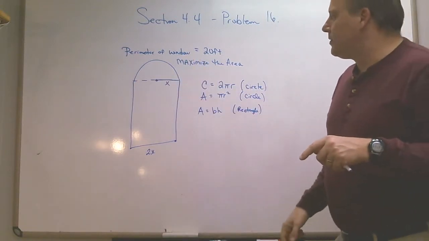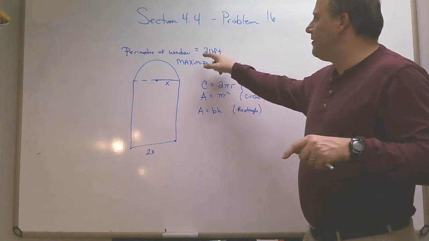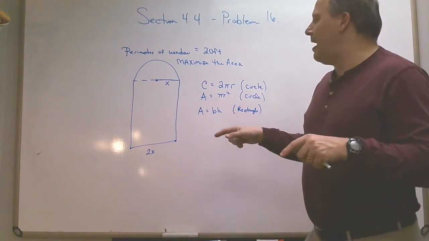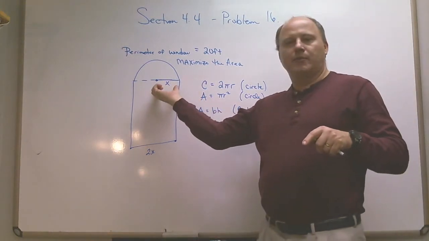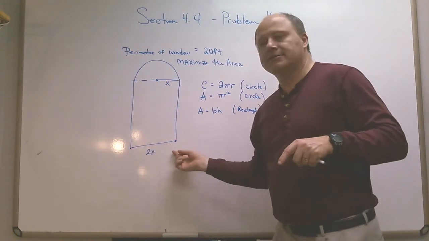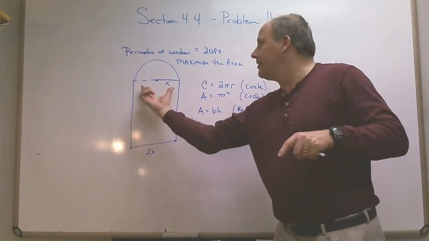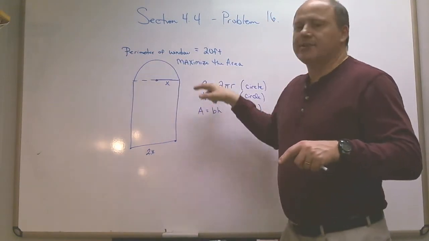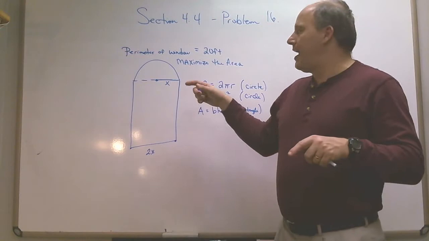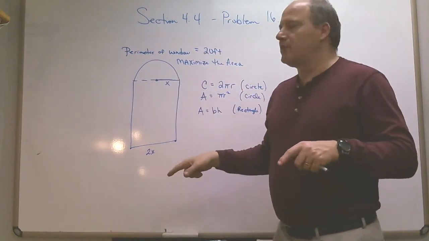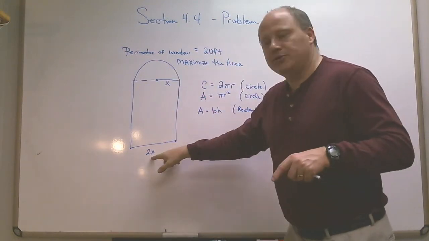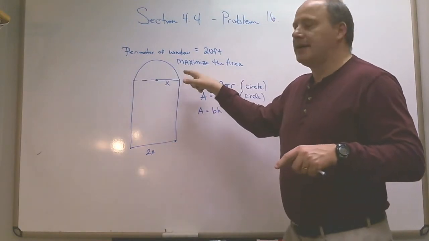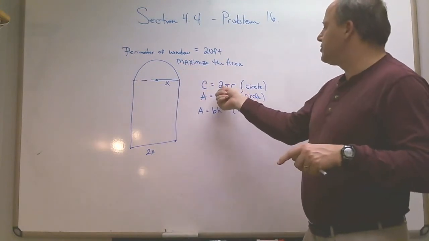So what I did was, like I said, I have 20 feet all the way around. I made the radius of the wagon wheel x, which makes this 2x, which is the diameter of the half circle. What I need to do is figure out what all the lengths are in terms of 20 and x. And remember, I have 20 all the way around. So here is 2x.